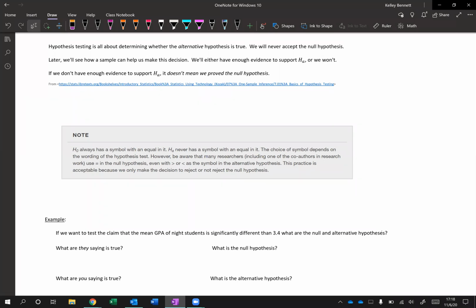So here's a hint for setting up your null and alternative hypotheses. H naught always has a symbol with an equal sign in it. HA, the alternative hypothesis, never has a symbol with an equal sign in it. And the choice of the symbol is going to depend on the wording of the hypothesis test.